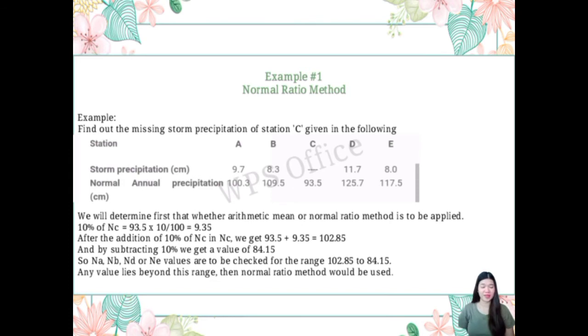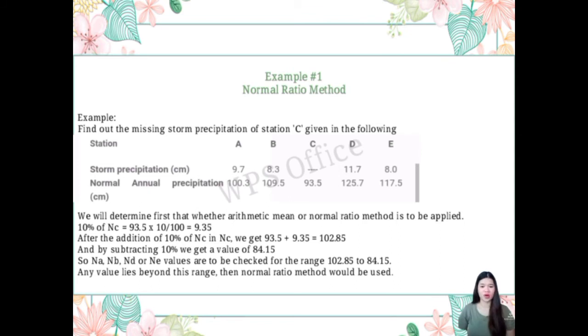Need lang po ng 10% addition and subtraction for annual precipitation of Station C. Example po is 10% of NC is equal to 93.5 times 10 over 100 is equal to 9.35. So, addition of 10% of NC is equal to 93.5 plus 9.35 is equal to 102.85. And for the subtraction naman po, ang makukuha natin is 84.15.